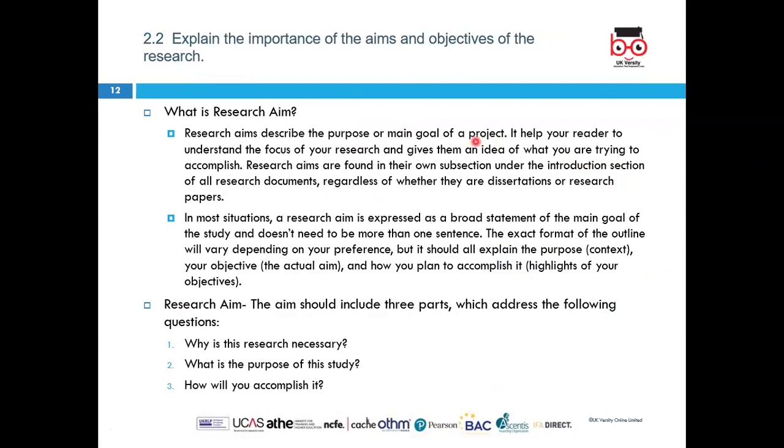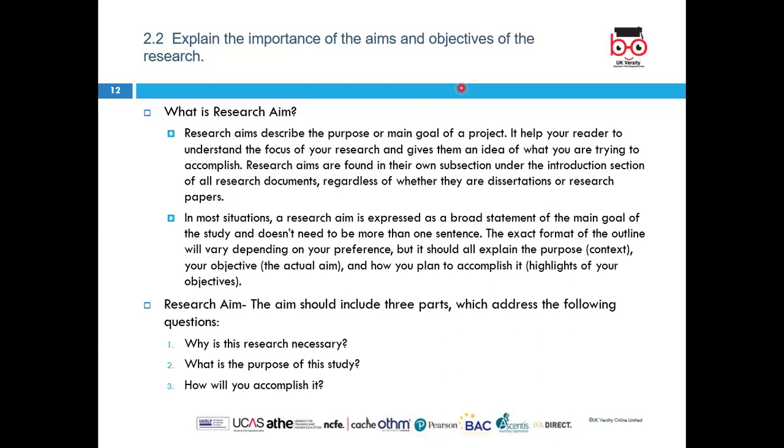So you're explaining the importance of aims and objectives. So what is an aim? It's quite similar to an objective, but it's more long term. So your research aims describe the purpose or main goal of the project. It helps your reader to understand the focus of your research and gives them the idea of what you are actually trying to accomplish. Research aims are found in their own subsections under the introduction section of all research documents, regardless of whether they are dissertations or research papers.